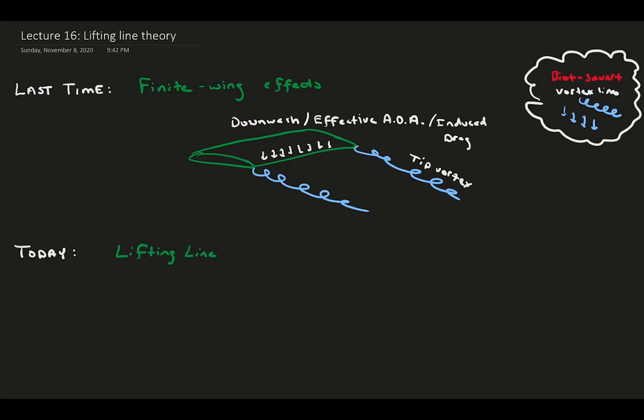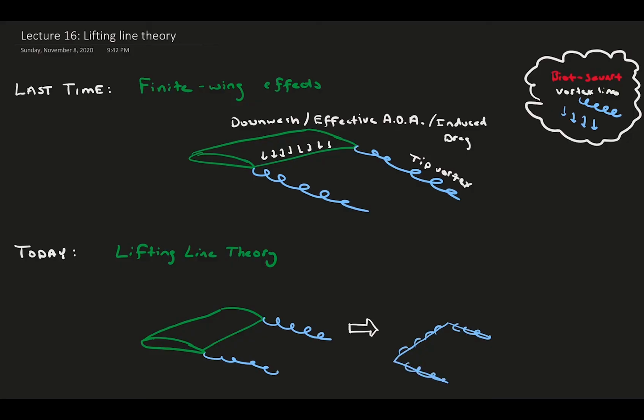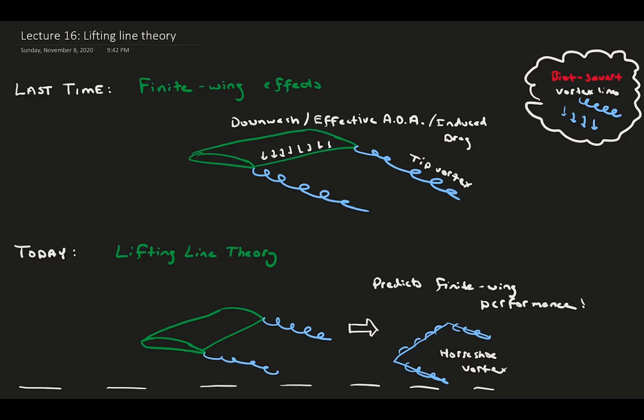Today we'll be discussing Prandtl's lifting line theory. Our goal is to predict these finite wing losses, which is successfully done by estimating a foil with trailing edge vortices as a horseshoe vortex with no surface. Today we'll derive the method, discuss its solutions, and practical importance.